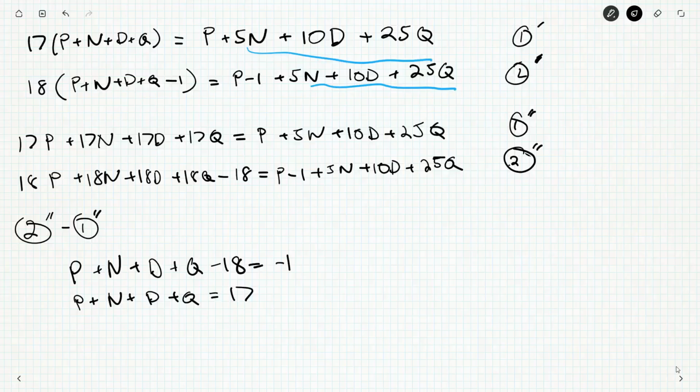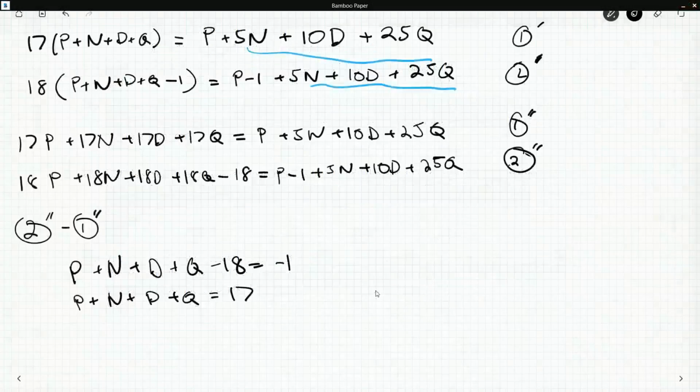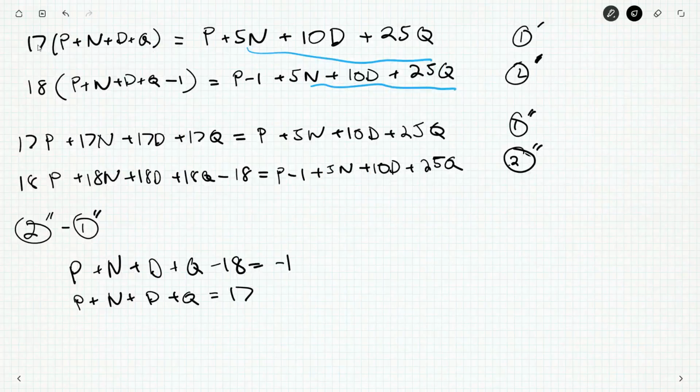Now, how does this help us? Well, there's a couple things we can make note of. We have P plus N plus D plus Q, which is the total number of coins we started with. That's fantastic. It's not quite what we wanted, though. We want how many nickels were in the purse. But knowing that we've got this 17, we could plug that into equation 1. And then we know P and 5N and D and Q. Those are fantastic things to know.